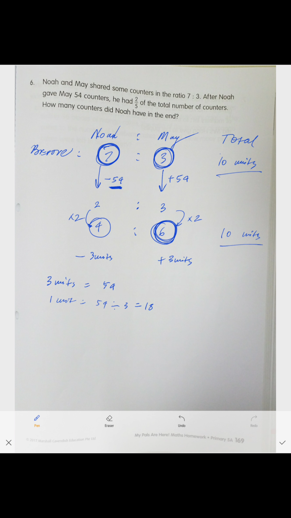And they ask us a question, how many counters did Noah have in the end, right? Well, Noah had 4 units, right? So 4 units is 4 times 18, 72, right? Noah had 72 counters in the end. All right, let's move on.